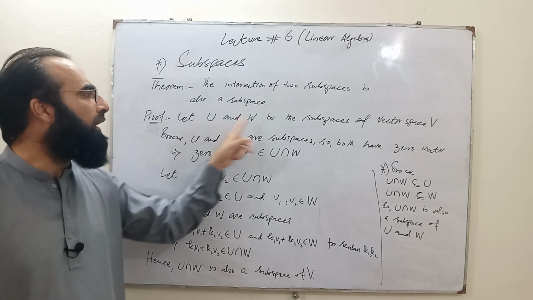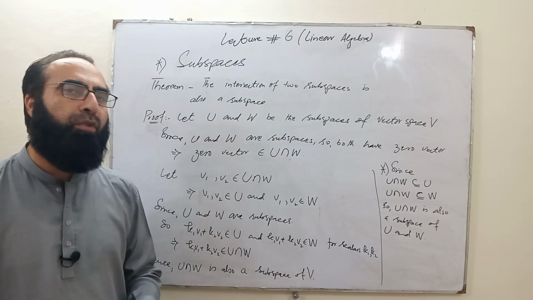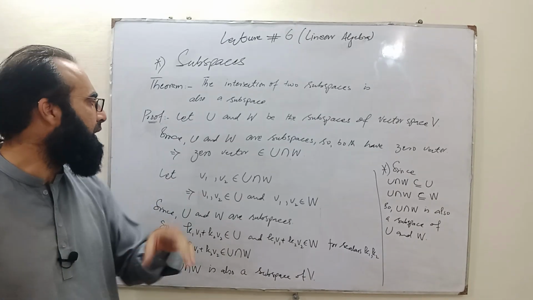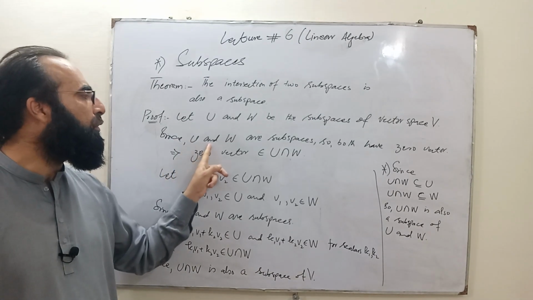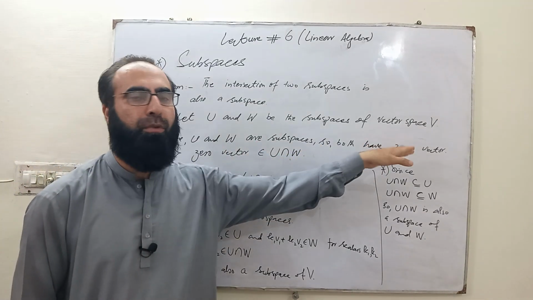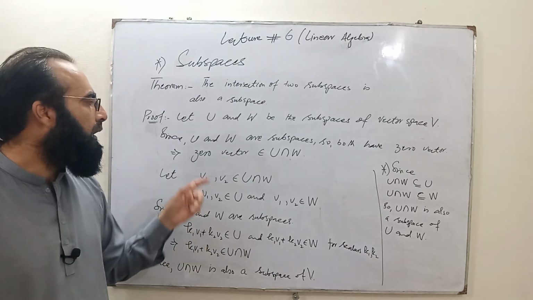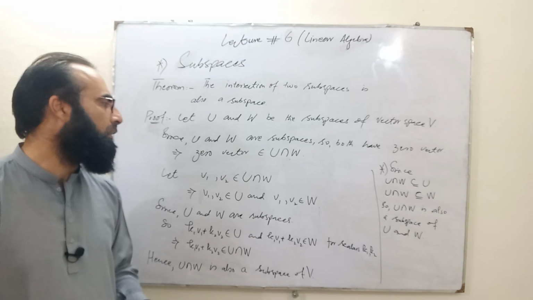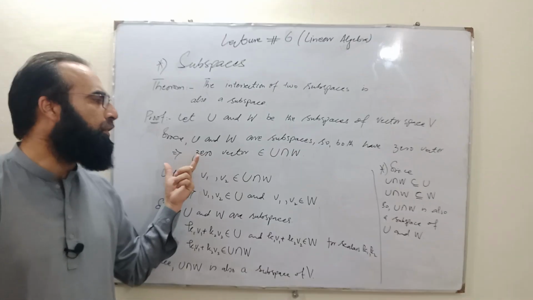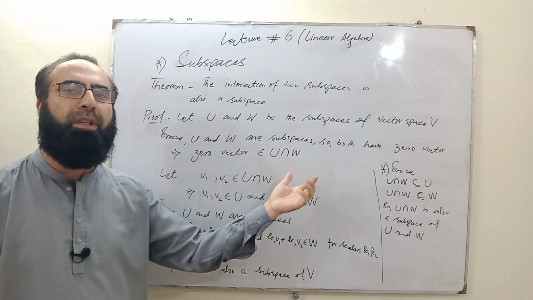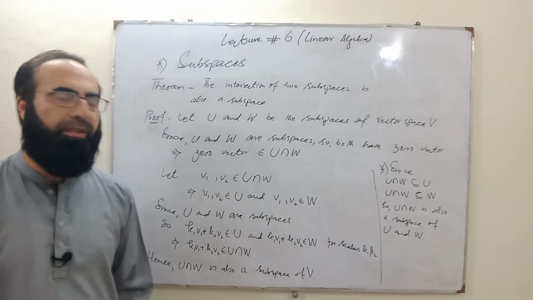Since U and W are subspaces, both of these subspaces will contain a zero vector. Since zero belongs to both subspaces, zero will belong to their intersection, and this is the first property of a subspace.